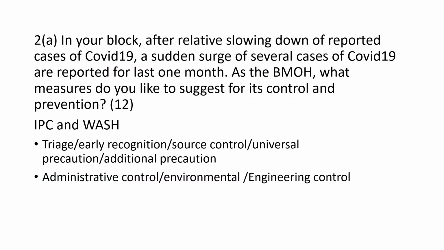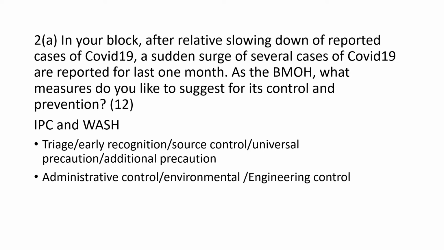Now, another very important question, as I said, even last year it had come, and this year also it's quite probable. That is, there has been a relative slowing down of reported cases of COVID-19, but a sudden surge of several cases happened in the last 1 month. As a BMO, what measures would you suggest for its control and prevention? Well, your answer will be built with 2 basic points in mind: one is IPC, the second is WASH. IPC is infection prevention and control, and WASH is water, sanitation and hygiene.